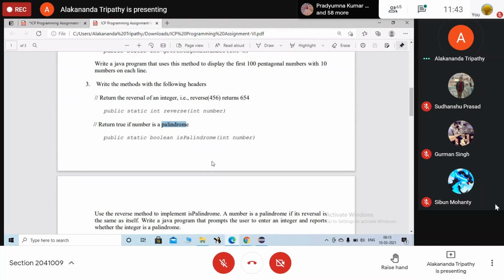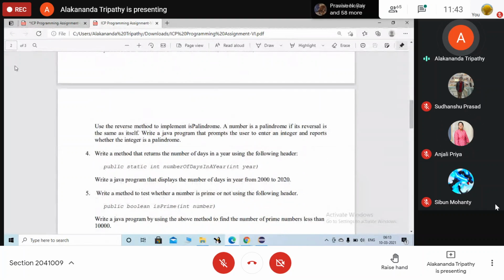मैम क्वेश्चन नंबर 4 में टोटल नंबर ऑफ डेज बताना है 2000 ईयर टू 2000. Yes, total number of days, whether it is 365 or 366. Correct. Yes, you are correct.